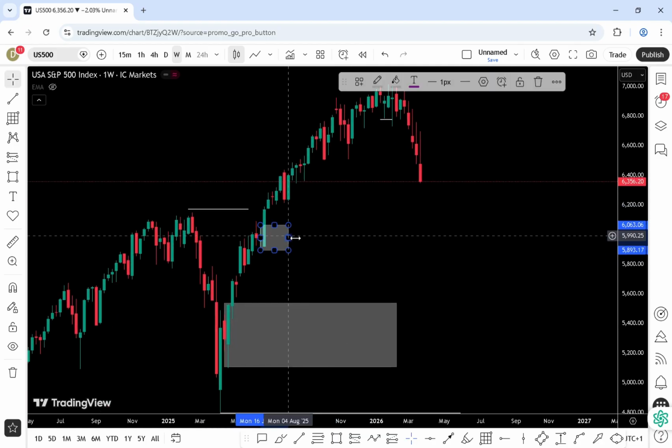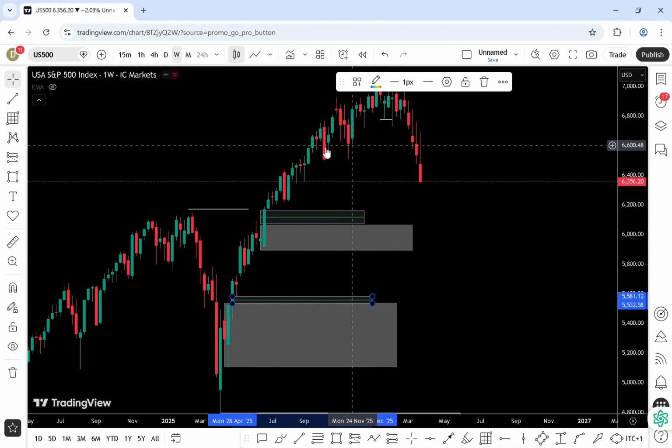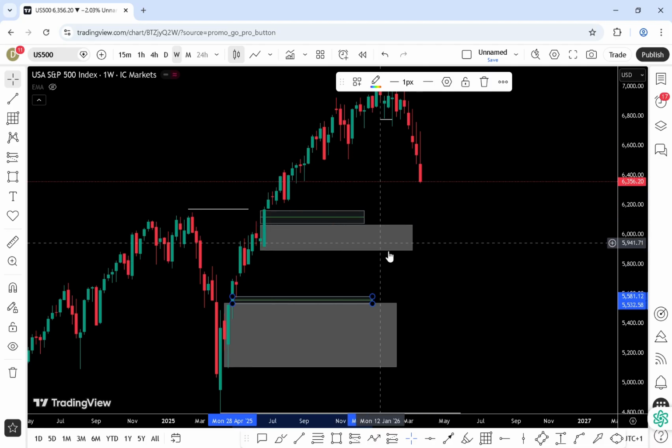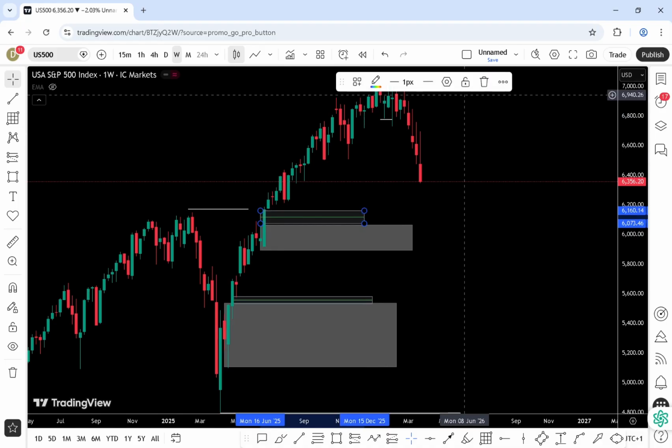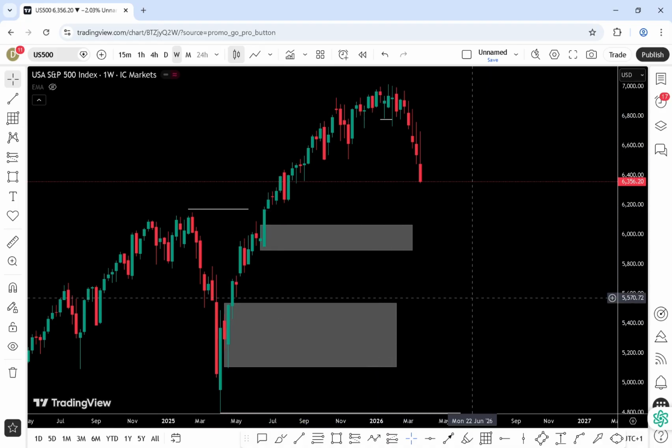You can see there are no other POIs again. I can't figure out any other POIs. Why do I pick this one? You can see there is a fair value gap associated. Then you can see this one also has a fair value gap. No other POI has a clear fair value gap like this. So that's how we are able to pick our valid order block or valid POIs.